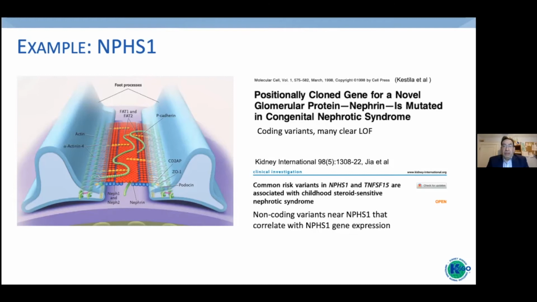However, recent studies now suggest that non-coding variants near NPHS1 that seem to impact NPHS1 gene expression are involved in childhood nephrotic syndrome and risk of childhood nephrotic syndrome. In the study that I'm quoting here, it was childhood steroid sensitive nephrotic syndrome, which we have traditionally thought of as a pretty different phenotype from congenital nephrotic syndrome. So what we learn about genetics is leading us to think about shared etiologies in ways that we wouldn't have been able to otherwise consider.